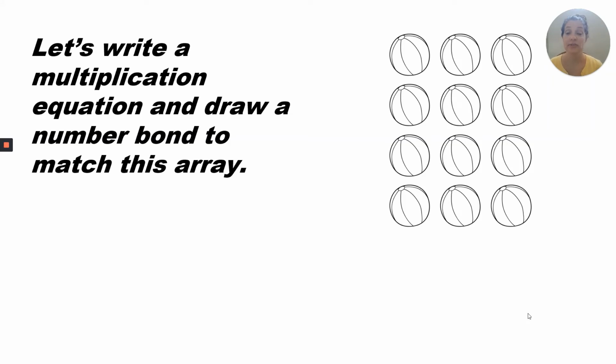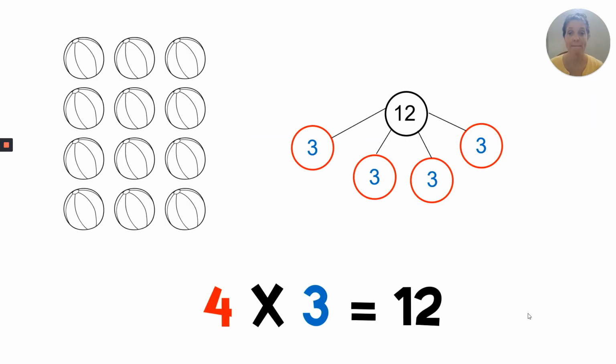Let's write a multiplication equation and draw a number bond to match this array. So the first number is a 4. There are 4 rows. 1, 2, 3, 4 rows. The second factor is a 3. That stands for how many in each column? 1, 2, 3, 4. There are 4 in each column. So 4 times 3. The product is 12. Let's count by 3s to see if we get 12.